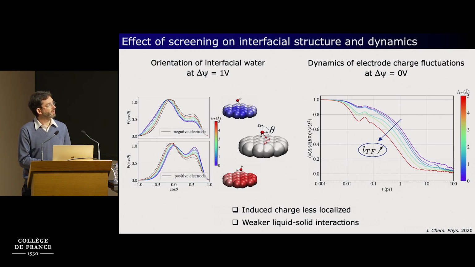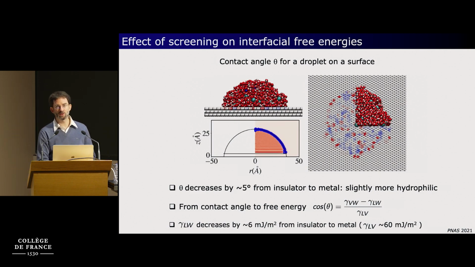In terms of the liquid structure and dynamics, I'm not going to describe that in detail, but you can look, for example, at the distribution of the orientation of water molecules at the surface, or you can look at the charge autocorrelation function and how it depends on the Thomas Fermi length. The bottom line is that all the properties of these distributions or time correlation functions can be explained by the fact that the charge induced by the electrolyte inside the metal is less localized, and this weakens liquid-solid interactions. And so this has an influence on the structure and dynamics. And I will conclude with an illustration of the effect of this Thomas Fermi screening on the interfacial thermodynamics.